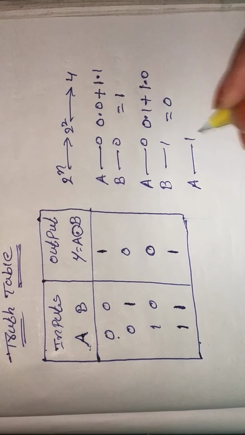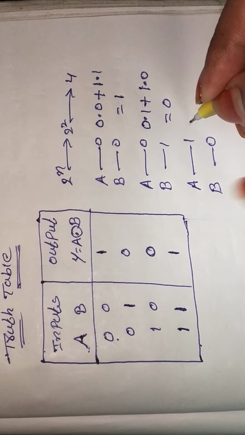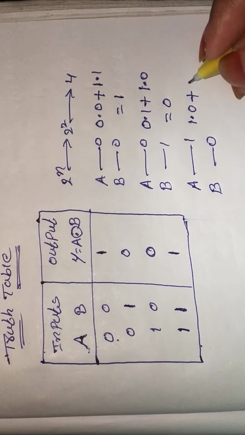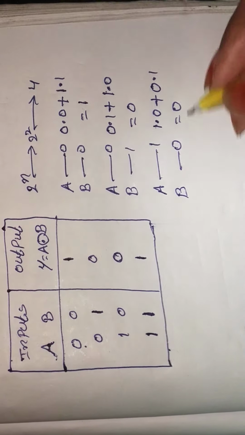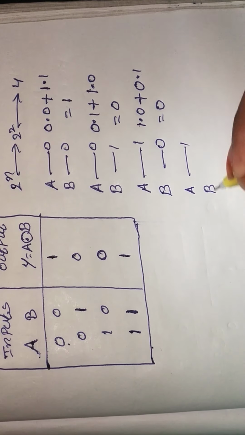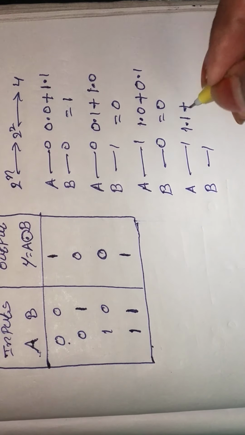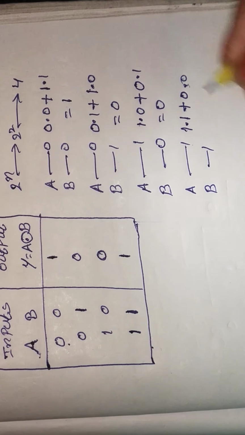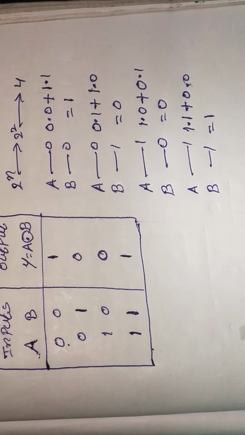A takes 1, B takes 0: AB, 1 into 0, plus A bar B bar, 0 into 1, finally 0. The final combination, A takes 1, B takes 1: 1 into 1 plus A bar means 0, B bar means 0, equal to 1. The truth table is proved.